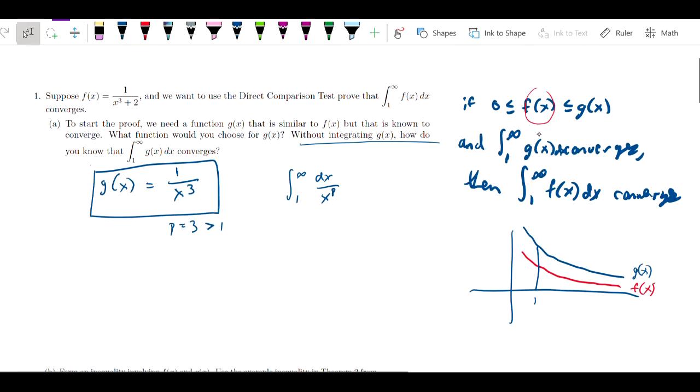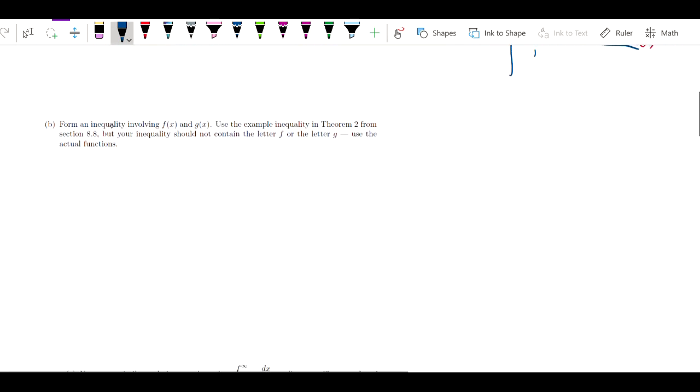The function we're trying to prove that the integral of it converges is 1 over x cubed plus 2. So let me show you how we form this inequality. Will you agree with me that x cubed plus 2 is greater than or equal to x cubed? In fact, it's going to be greater than x cubed, but will you agree that this is true for all x greater than or equal to 1? Assuming you agree with me on that, which you should, will you agree with me that 1 over x cubed plus 2 is less than or equal to 1 over x cubed?